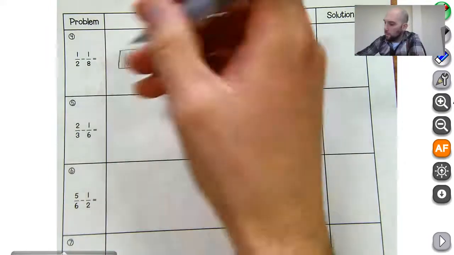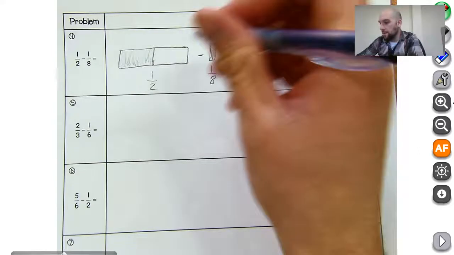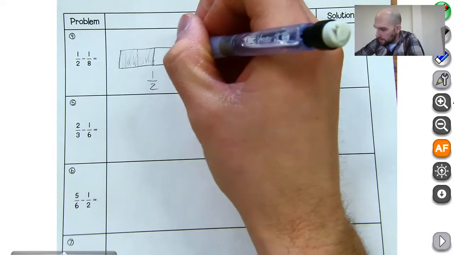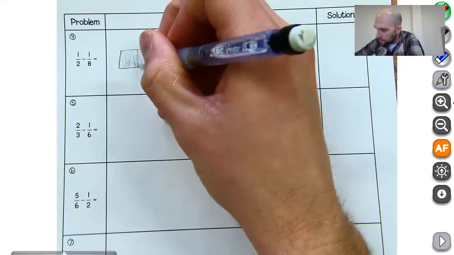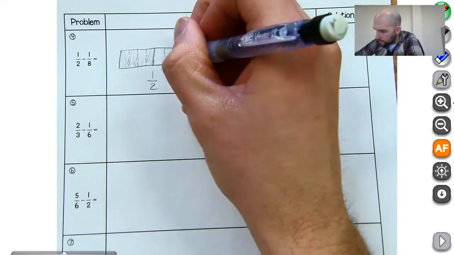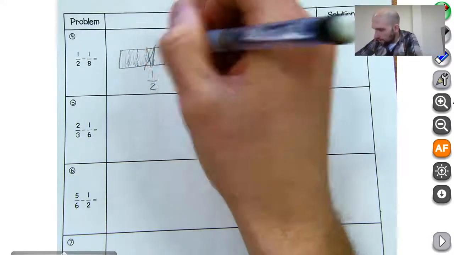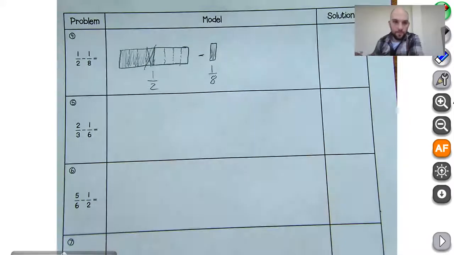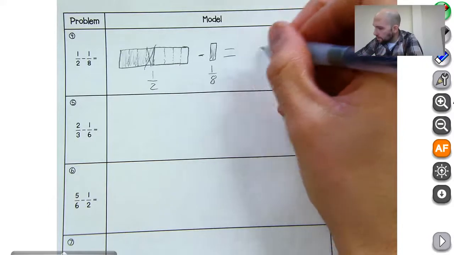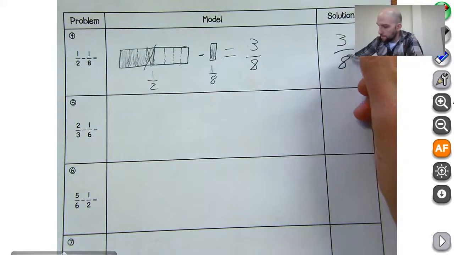How will I know? Well, first I need to make my denominators common, so I have to make them both the same, and I'll make them both into eighths. I can make this one into fourths, and then I can cut the fourths in half and make those into eighths. And now I can take away 1/8, and I'll see I have 3/8 left. So I have 3/8, and that will be my solution. I can't simplify that anymore.